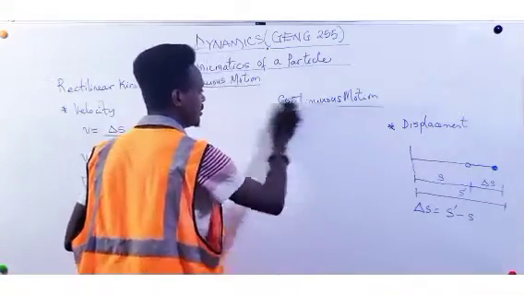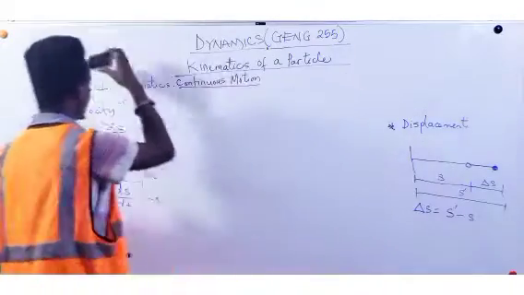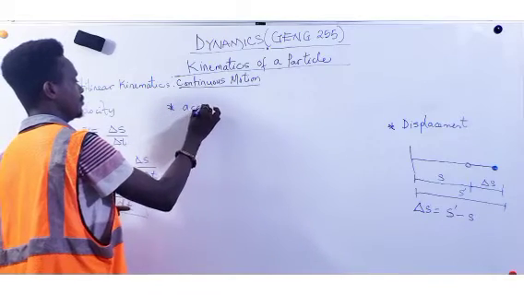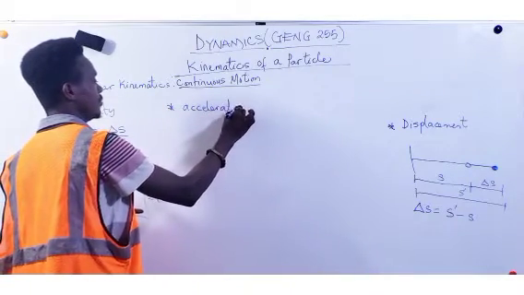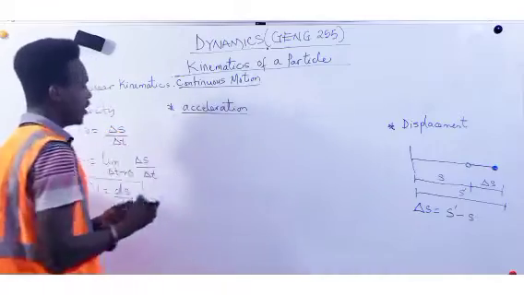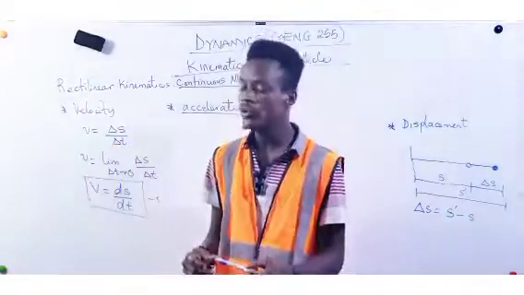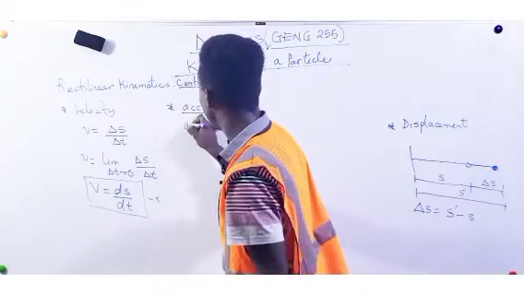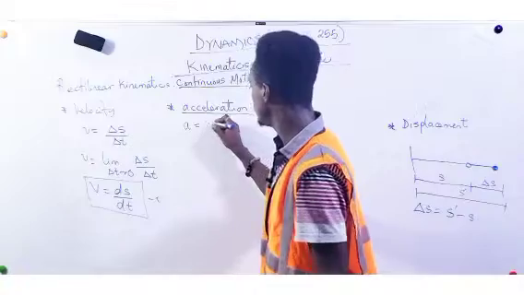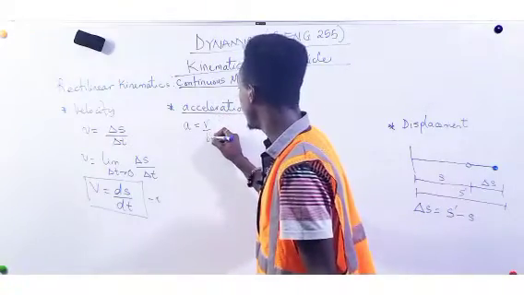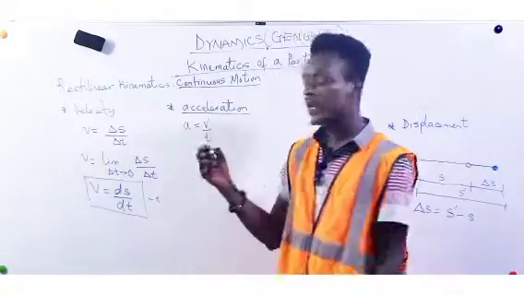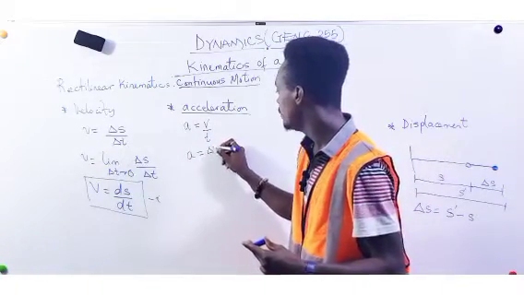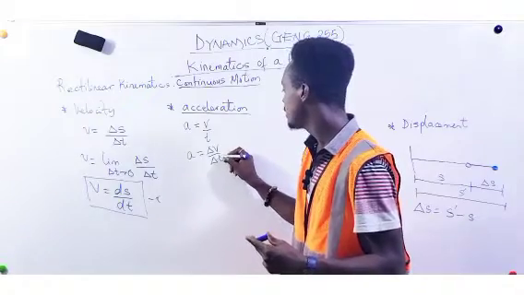Our next one is acceleration. Acceleration is the ratio of the velocity with respect to time. So the acceleration a is equal to the ratio of the velocity v divided by time. For average acceleration, we say acceleration is equal to the change in v with respect to the change in time.